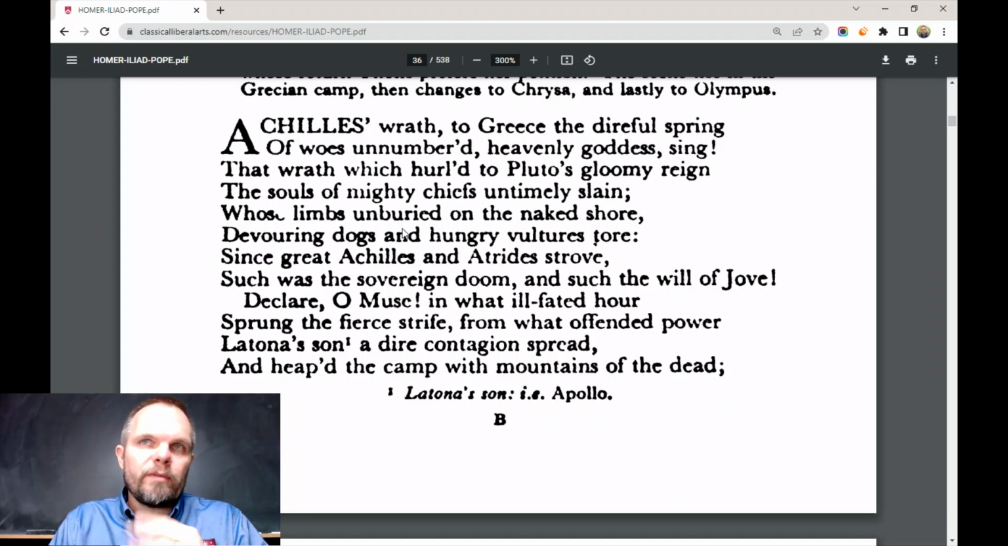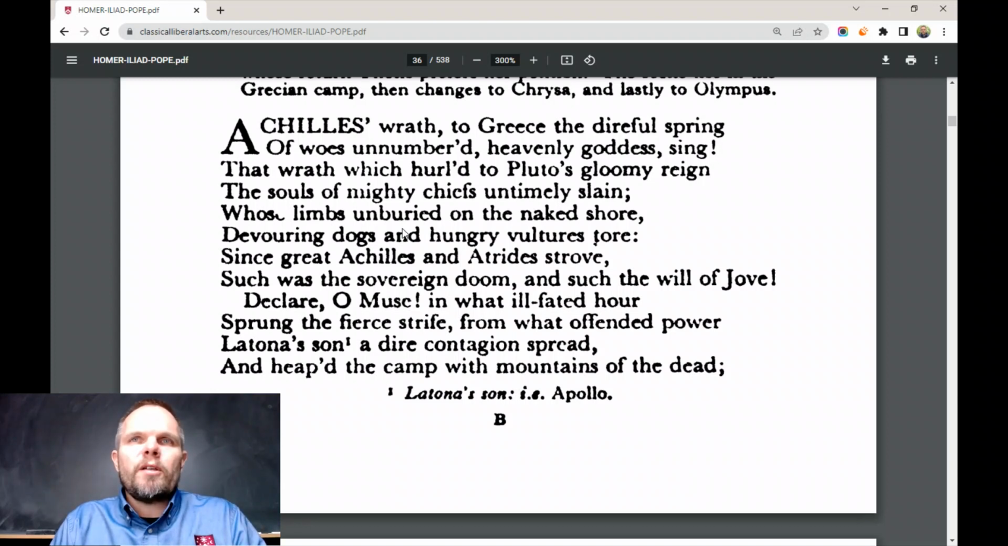So if we read this a little more slowly and with a bit more emphasis on the structure, focusing on these iambic feet, we would read, "Achilles' wrath to Greece, the direful spring." And you can hear that da-da, da-da, da-da, da-da, da-da. That da-da is an iambic foot in poetry. And it's considered the epic form of, well, let me get to that in a minute.